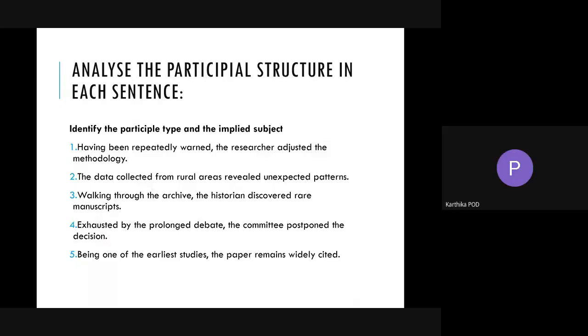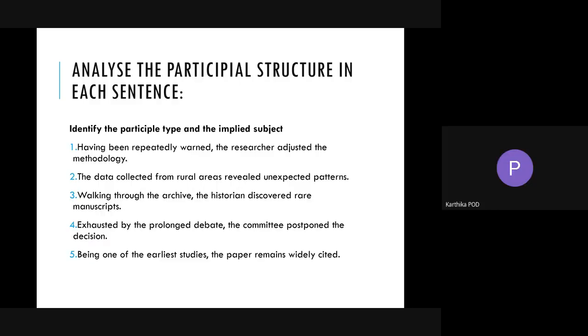Now, let's look at the first sentence. Having been repeatedly warned, the researcher adjusted the methodology. What is the subject in the sentence? The researcher. Subject is just one, the researcher. Yes. And what kind of participle sentence is this? Perfect participle.